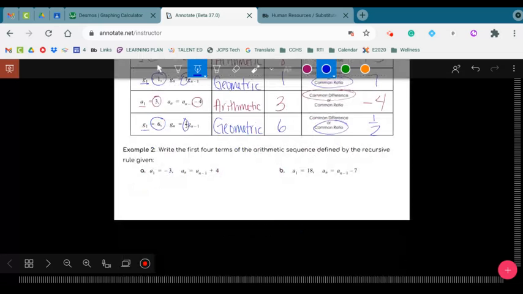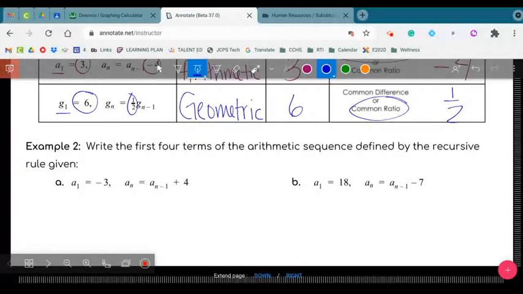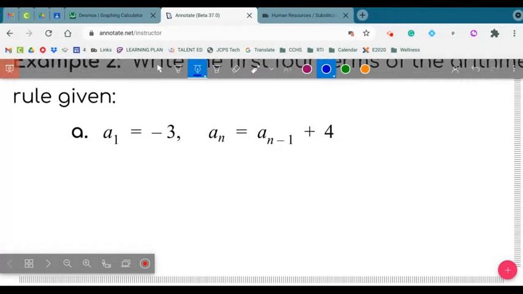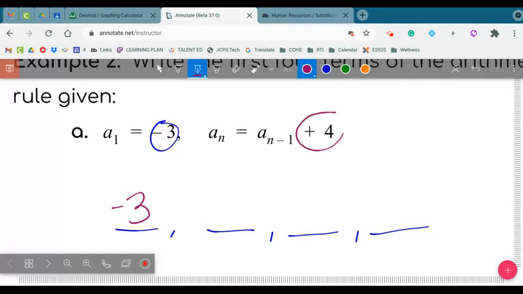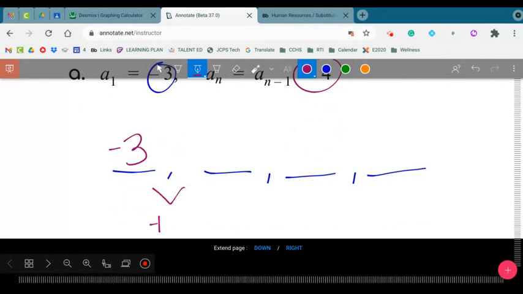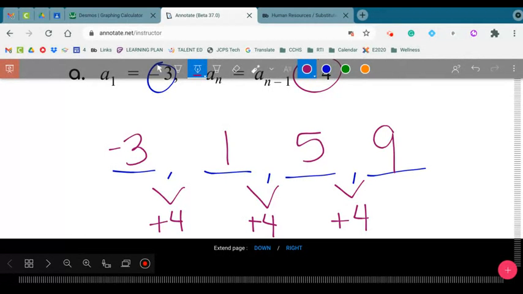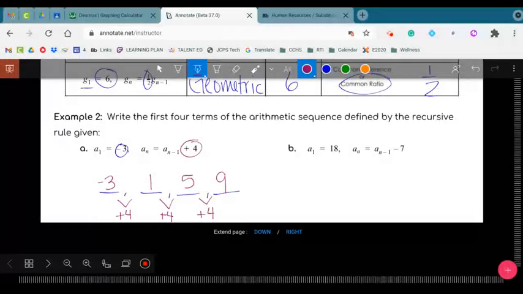So going down to our next example, it says write the first 4 terms of the arithmetic sequence defined by the recursive rule. So our first term is negative 3. I know I'm going to have to write 4 terms, so I'm going to draw my lines. Negative 3 is going to go first, and then I'm adding 4 each time. So I need to add 4 to negative 3. That's going to give me 1. Add 4 again. It's going to give me 5. Add 4 again, and that's going to give me 9. So those are my first 4 terms.